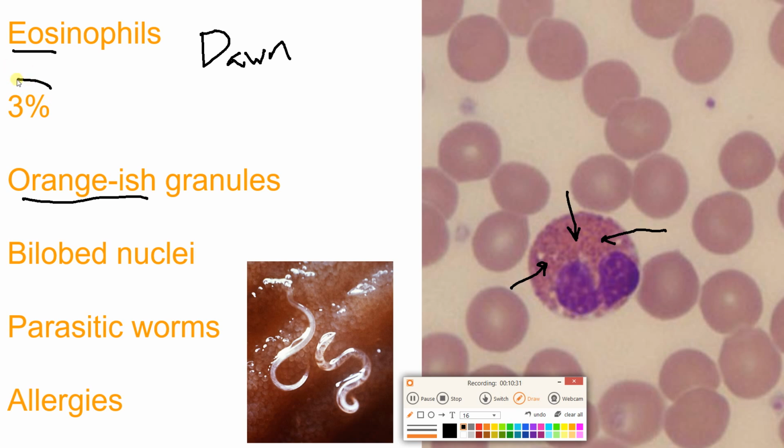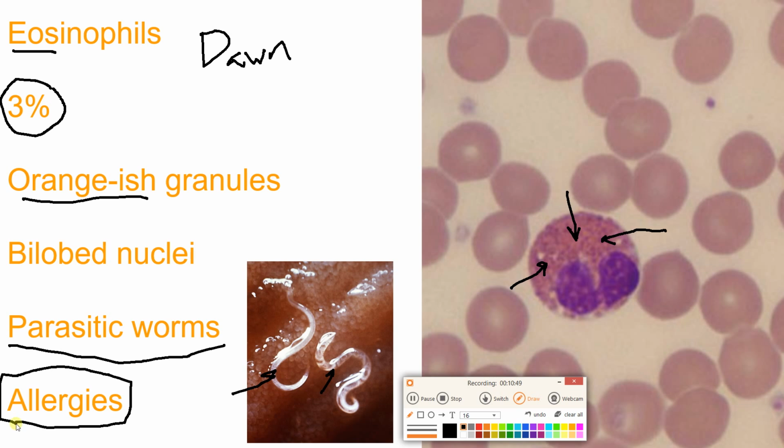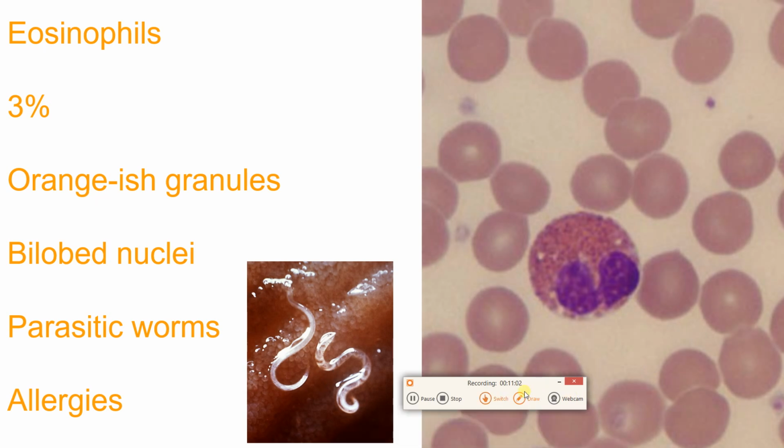By the way, these guys are about 3% of your circulating white blood cells, and their major job is to kill parasitic worms, like these two guys right here, embedded in the wall of the small intestine. Eosinophils are also involved in reducing allergic responses. So those are my eosinophils. We got one right here. And by the way, as always, note the red blood cells, and we have some platelets as well. Okay, good stuff.